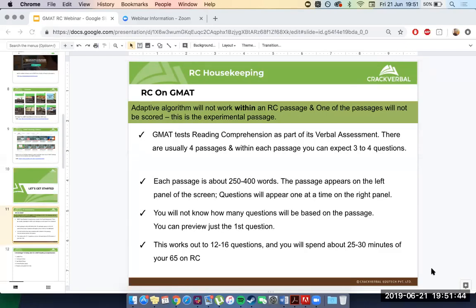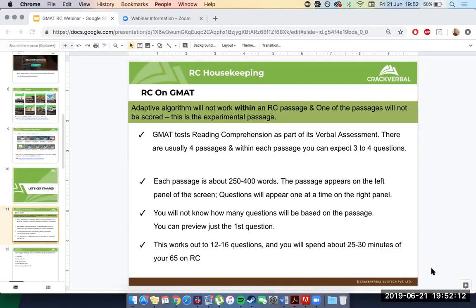So you can have a fairly short passage that's just a couple of short paragraphs. You can have a much longer passage that's like 4 paragraphs that are pretty substantial, pretty meaty. And you really have to be prepared for either one. The passage will always appear on the left-hand side of the screen. The questions will appear one at a time on the right-hand panel. So you'll see the passage on the left, questions on the right. This means that you will always have access to the passage.